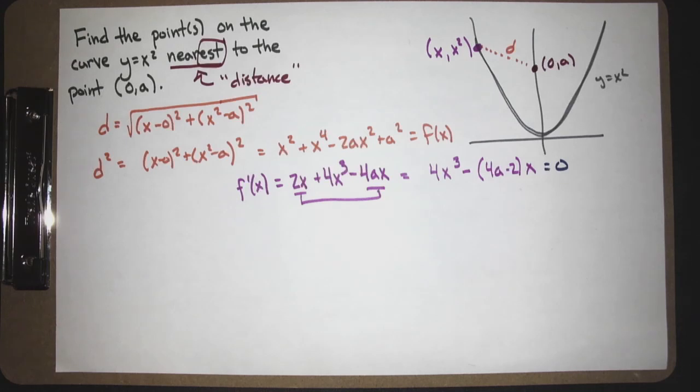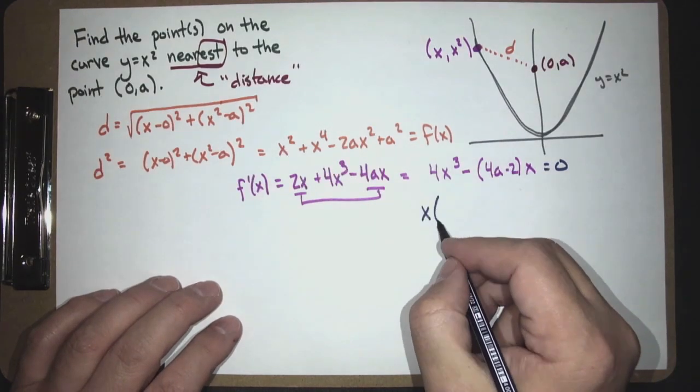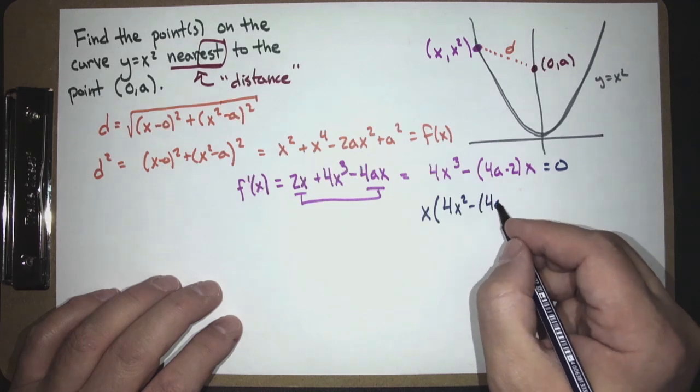We've got 4x cubed in the first slot. We have this minus (4a minus 2) times x in the second. Do they have anything in common? They have an x in common. So if they have an x in common, what should we do? Let's factor an x out. So x times (4x squared minus (4a minus 2)).